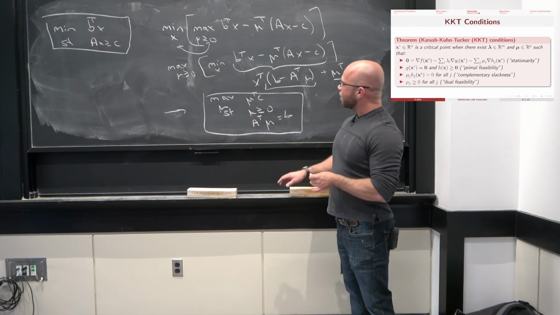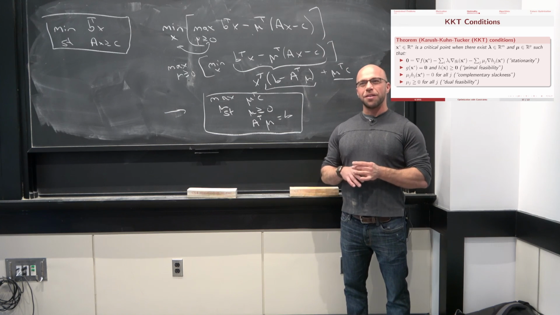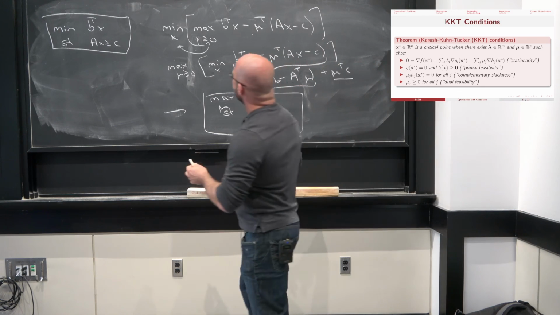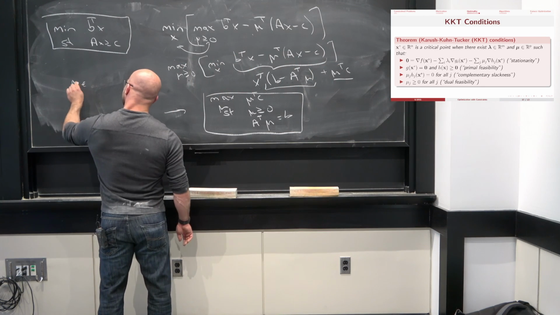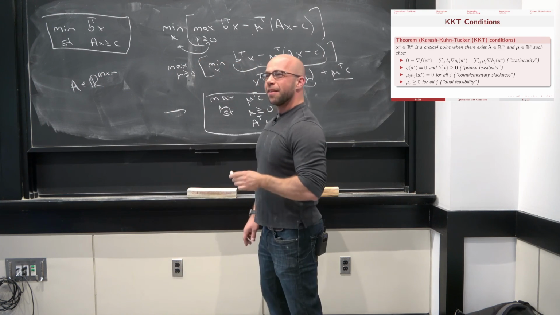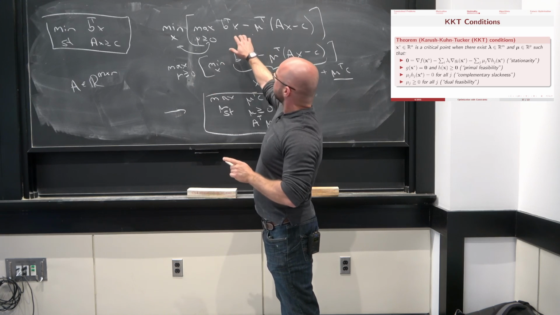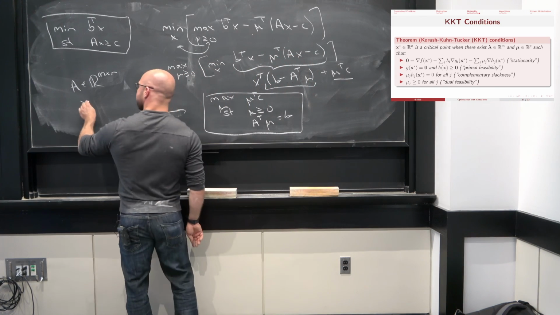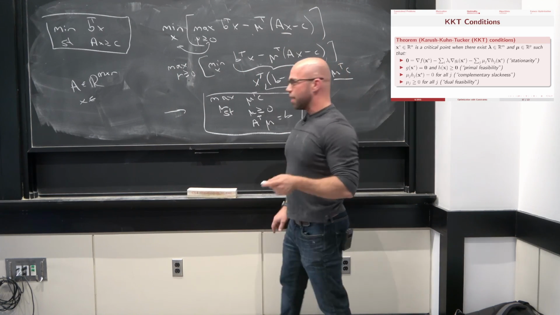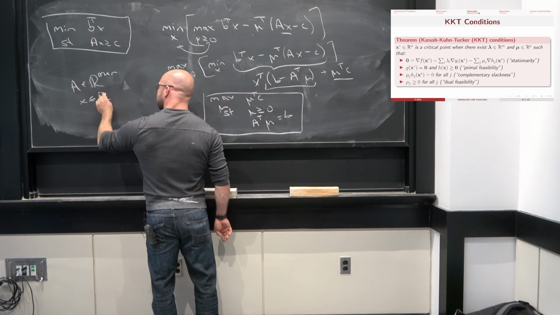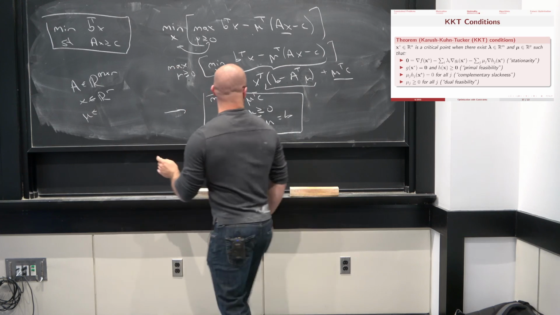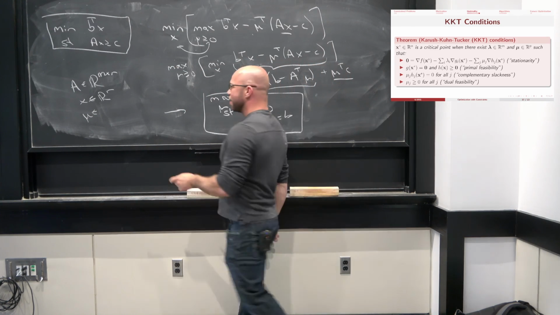Okay, so anyway, the good news. Now let's step back and ask an interesting question: why did I bother doing all this? Let's say that A is in R m by n. What is the dimensionality of x? Well, notice that we've got an Ax here, so we know that x is in R n. And what is the dimensionality of mu? Well, we've got an A transpose here, so we know that it's R m.